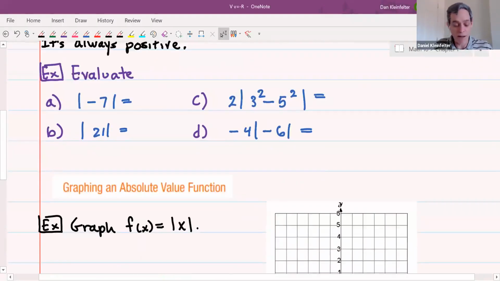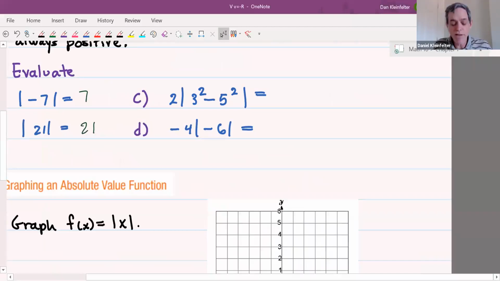All right, so let's try. The absolute value of negative 7, how far is negative 7 away from 0? It's 7 units away. How far is 21 from 0? It's 21 units away. Absolute value is pretty straightforward. As far as where it fits for order of operations, it functions like parentheses or brackets do.